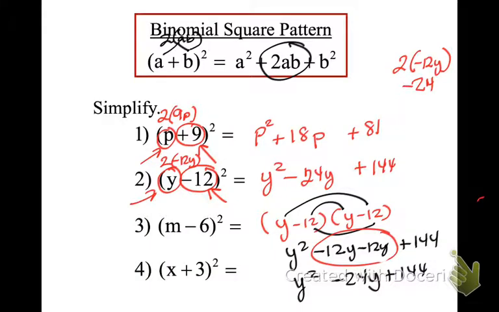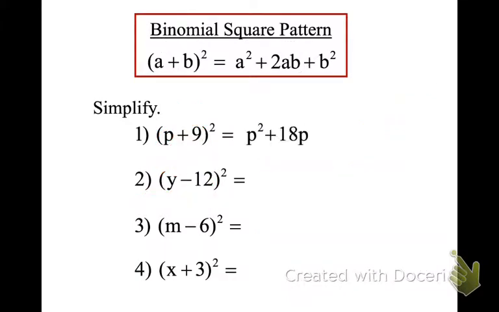Do you understand? Is because you're getting negative 12y here and exactly the same thing here when you multiply these. Okay, try the next 2. Pause the recording and do the next 2 on your own.